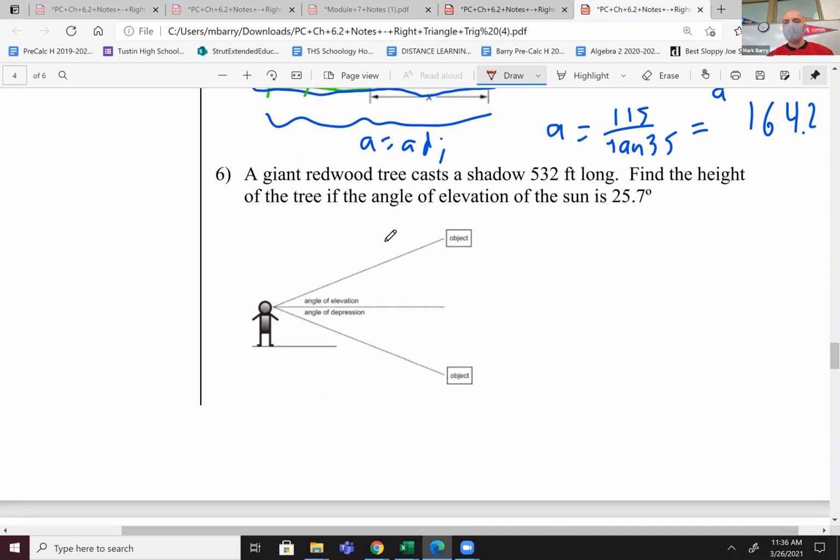All right, so this is a very important diagram because most of the word problems we're going to be doing in this section are either angle of elevation or angle of depression. So this diagram does a really good job of displaying that. What are angle of elevation and angle of depression?